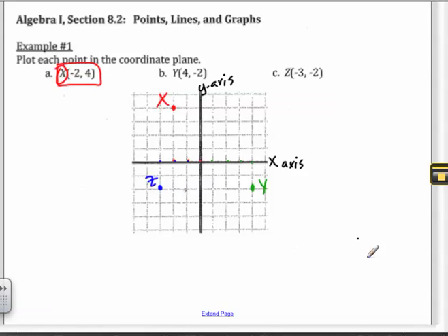Just to remind us about plotting points. Now that's not the way we graph a line, right? The way we graph a line is we always put a point on the y-intercept, and then we go from that point using the slope to get another point. And we'll refresh our memories with that later. But this is just plotting a single point on the graph. Okay? Good job. Let's look at the next example.